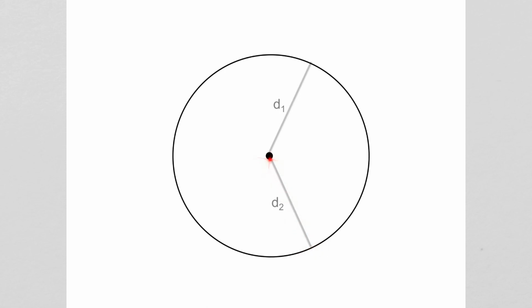So from here to here, this distance would be the same as this distance, which would mean D1 is equal to D2. So the definition of this circle is basically where all the radii are congruent to each other.